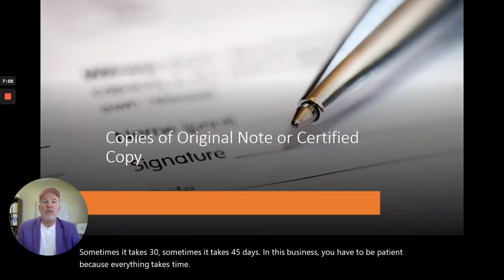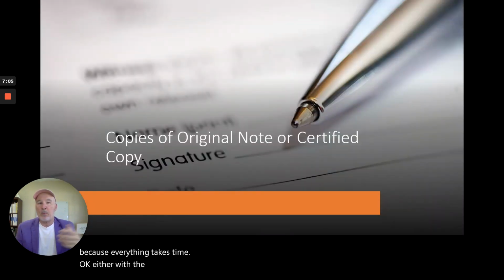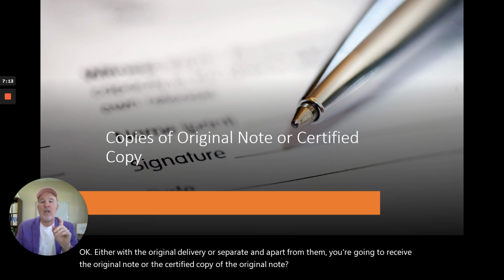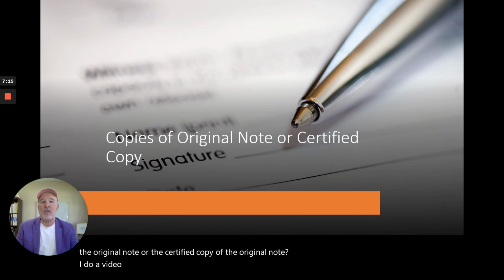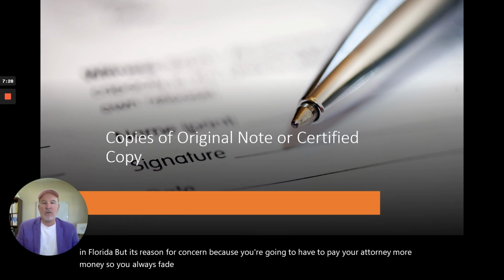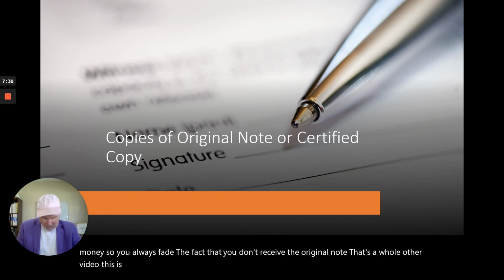Okay, either with the original delivery or separate and apart from them, you're going to receive the original note and/or the certified copy of the original note. I do a video on this because not having the original note is not a death blow any longer, at least in Florida, but it's reason for concern because you're going to have to pay your attorney more money, so you always factor in the possibility that you don't receive the original note. That's a whole other video. This is just steps that we're going to be taking.